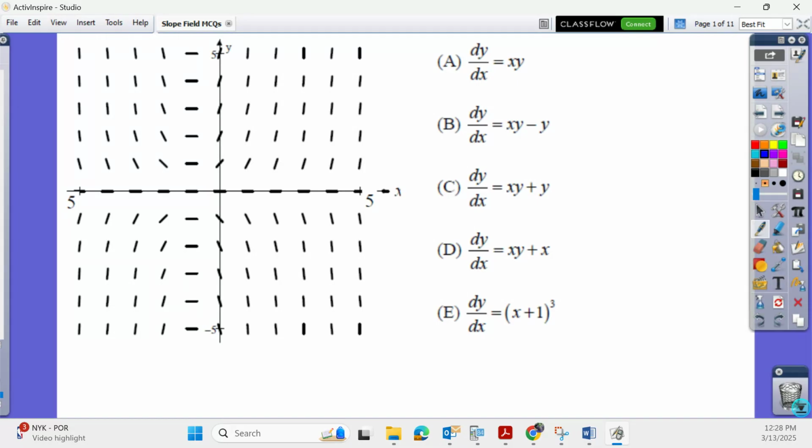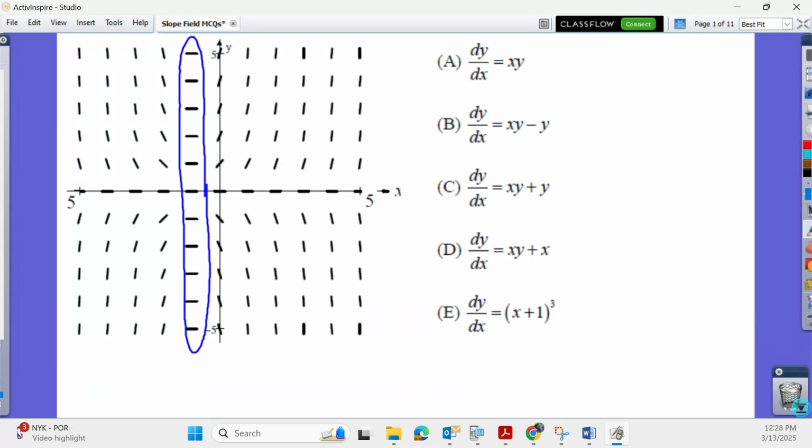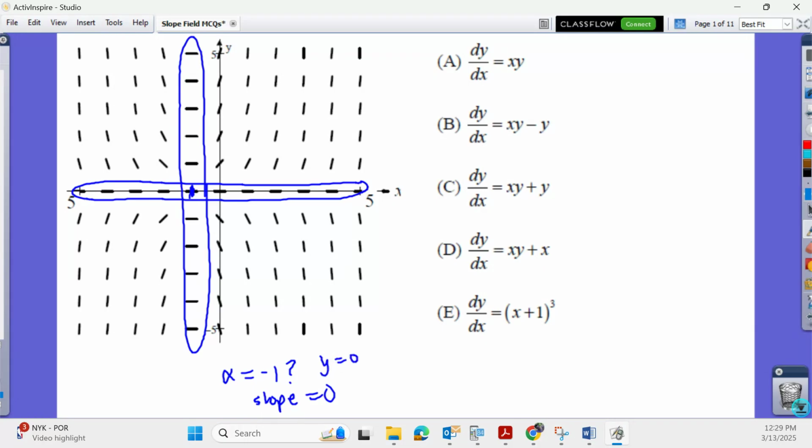One feature that jumps out at me is right here. I have a bunch of horizontal hash marks. It looks like it may be x equals -1. That would be my guess, somewhere around there. So I'm going to say x equals -1, slope equals 0, right? But also, these are all horizontal hash marks as well. So it also looks like y equals 0. When y equals 0, the slopes are 0.